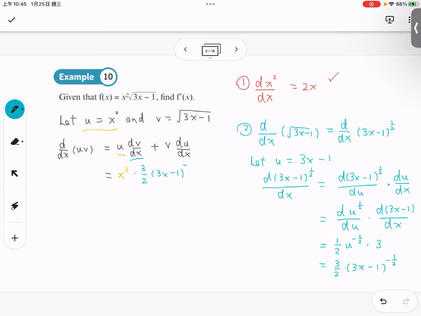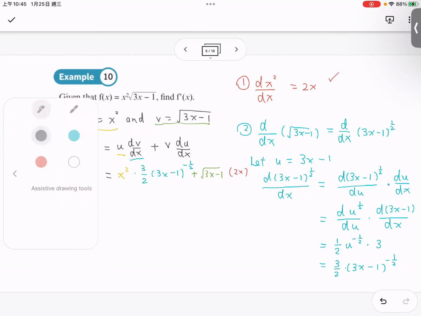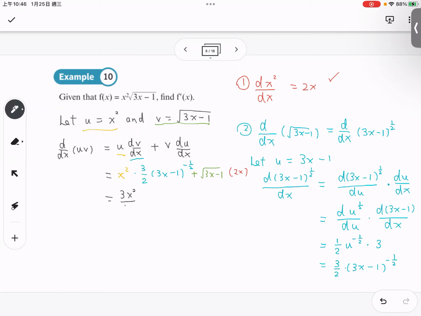(3x minus 1) with the negative 1 over 2, and then we multiply by square root 3x minus 1. And finally, we will multiply by the last one, du over dx, which is the red, what I have written in red, that is the answer 2x. So let me rewrite the form. That will be 3x squared over 2 times (3x minus 1) to the negative 1 over 2, plus 2x square root 3x minus 1.